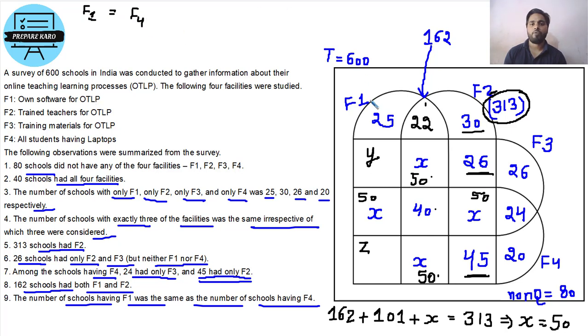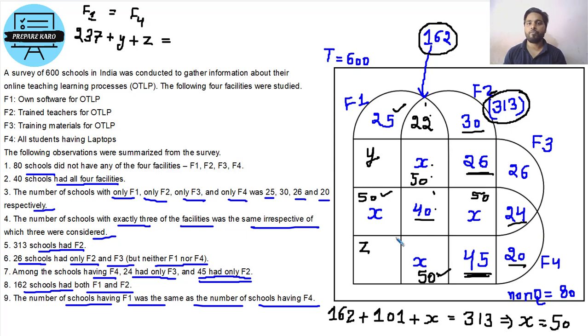Let's add F1. While adding F1, we will use this 162. This is the easiest way, right? So already 22, 50, 40, 50. This is 162. Then plus 162 plus 25 is 187, and plus 50 is 237. So 237 plus y plus z. Okay, 237 plus y plus z. This is F1.